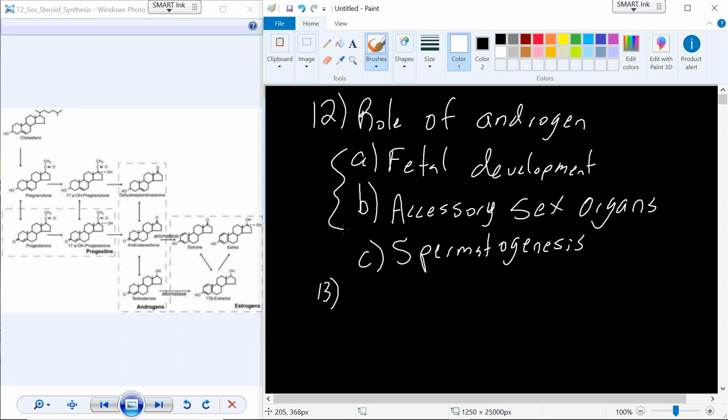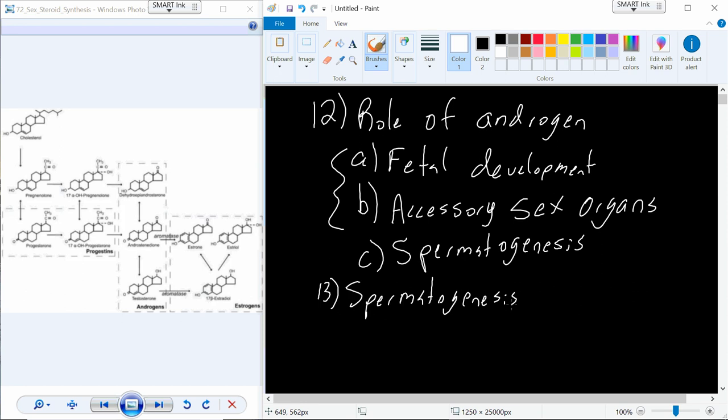And so that's where I want to pick up, transitioning away from the development of the fetus, the hypothalamus, the development of the accessory sex organs, and androgens' roles in those processes, and start to talk about spermatogenesis. So spermatogenesis is the process by which the male sex gamete is going to be produced. And that's going to be the sperm cell.